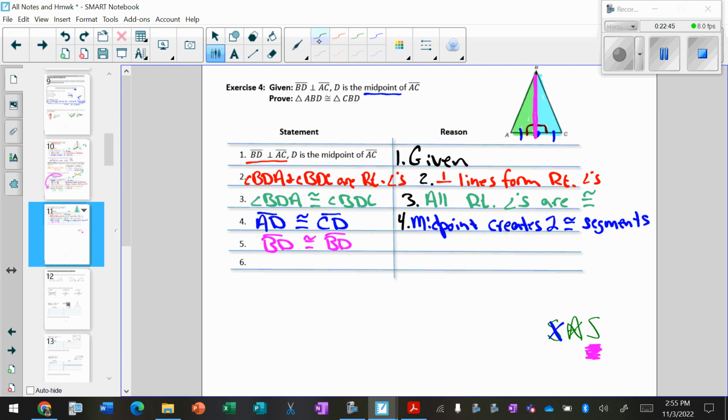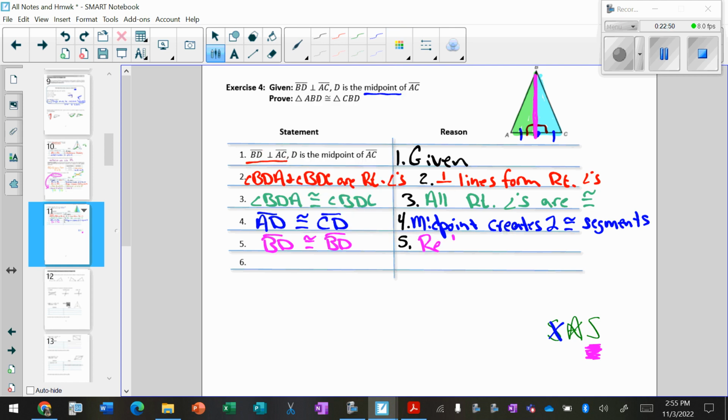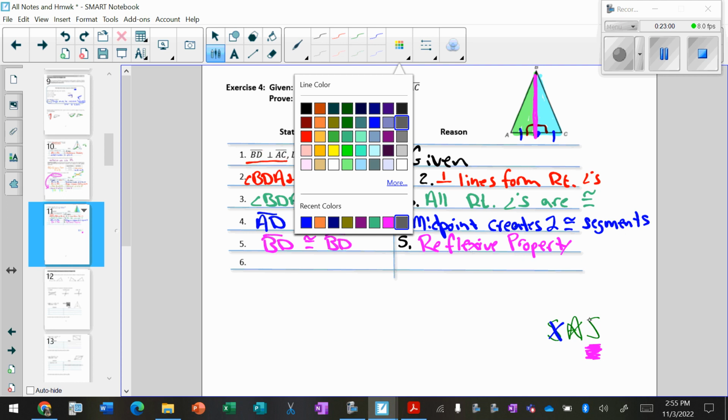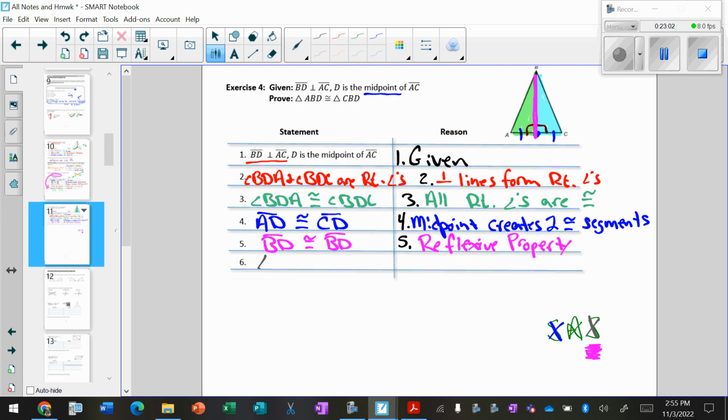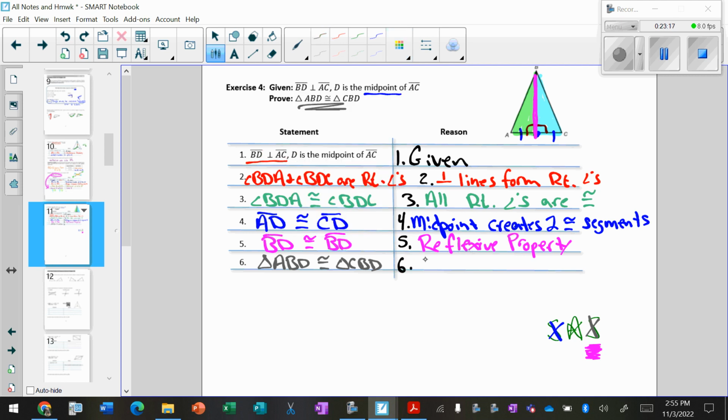Do you remember the property? So that's our reflexive property. So we did it. We have done side angle side. So now I'm going to copy down what I was asked to prove: triangle ABD congruent to triangle CBD. And the reason why I know that's true is because through my proof and the reasoning that I used, I proved that side angle side criteria works.